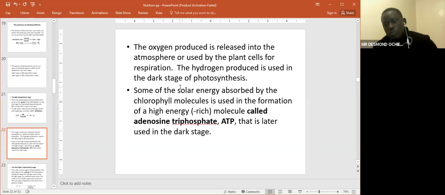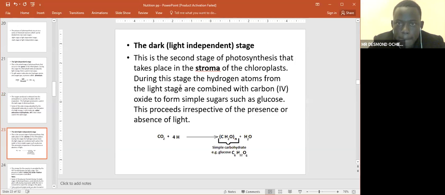So if you are asked, what is the function of light in the process of photosynthesis? Light has got two functions. Number one, it is used in the process of photolysis, where it splits the water molecules into oxygen and hydrogen. Apart from that, it is used in the formation of ATP, or adenosine triphosphate, which is used in the dark stage. Are we together? I want to believe we are together, okay?